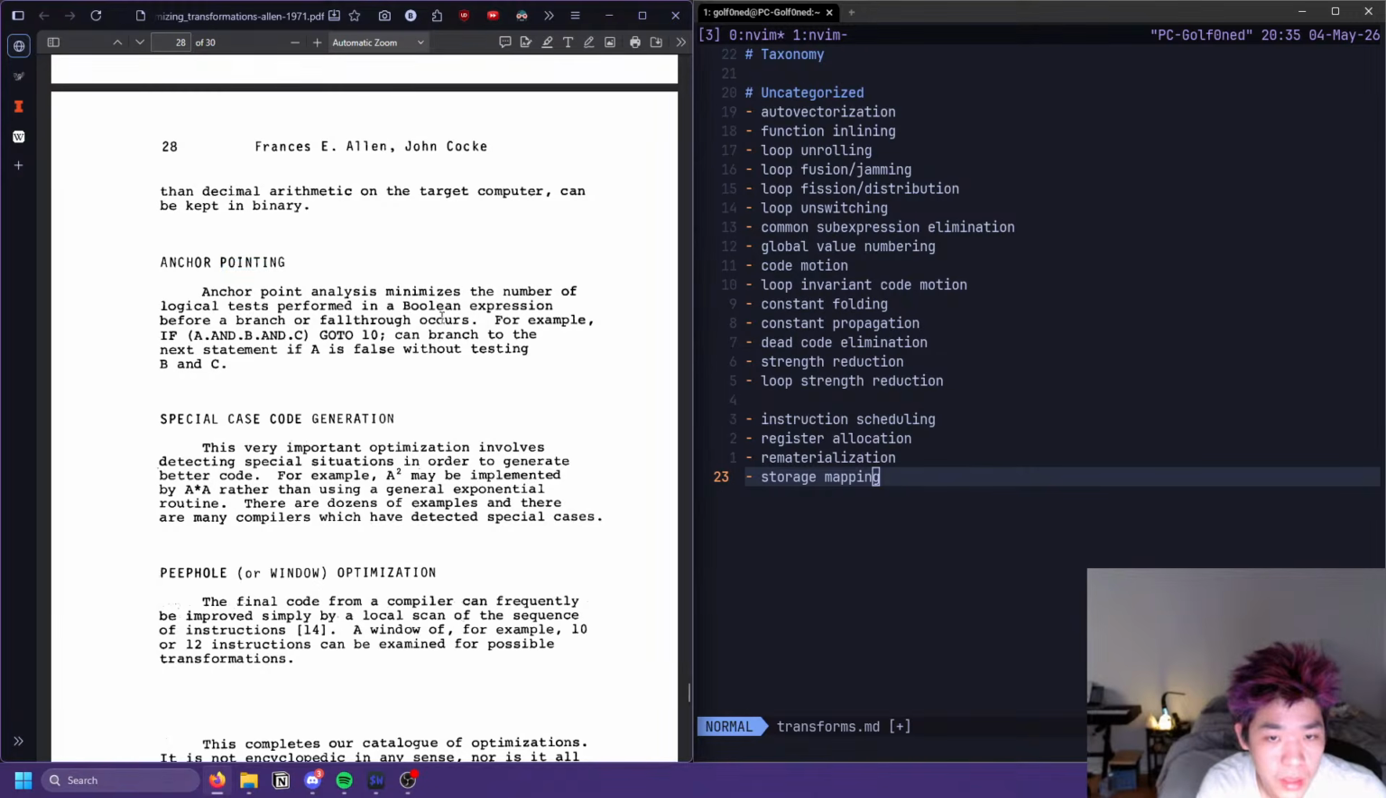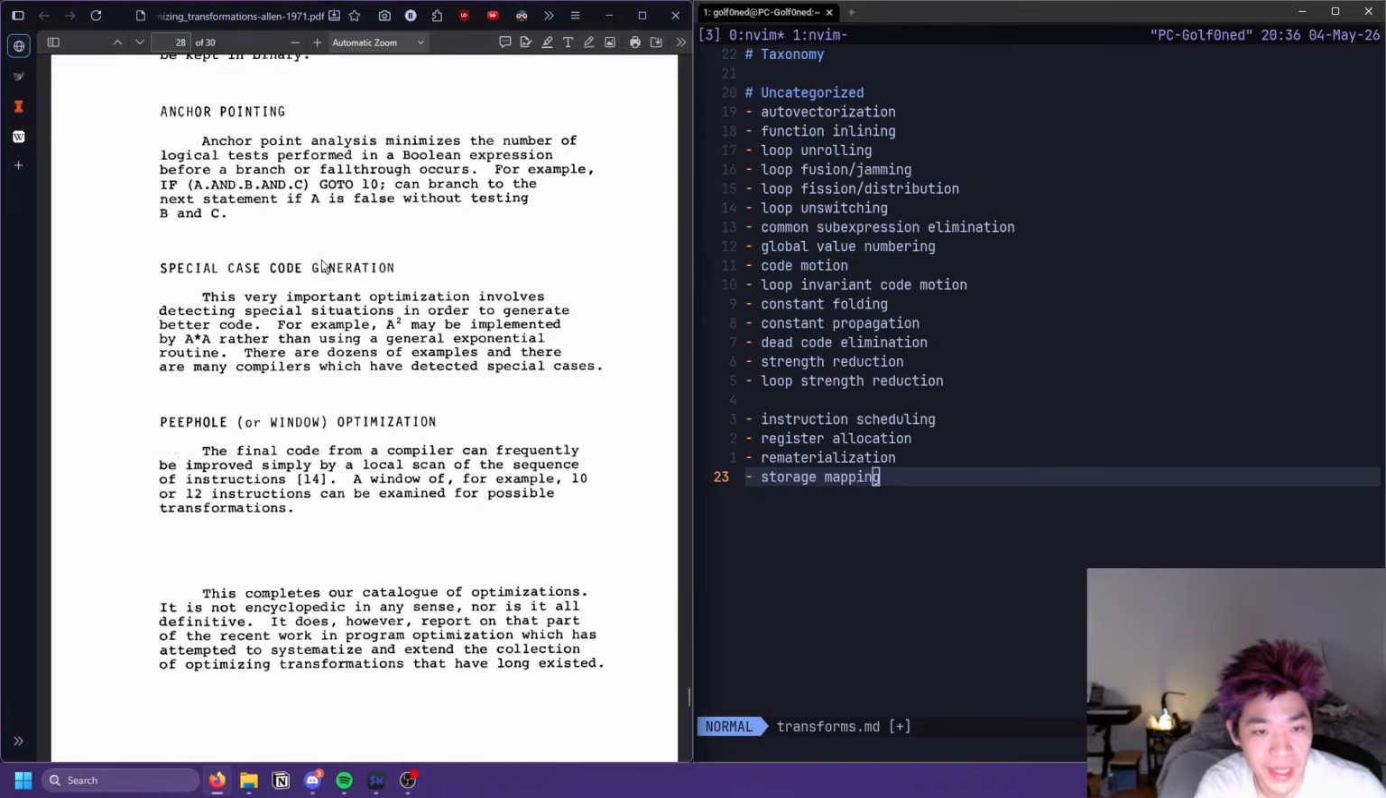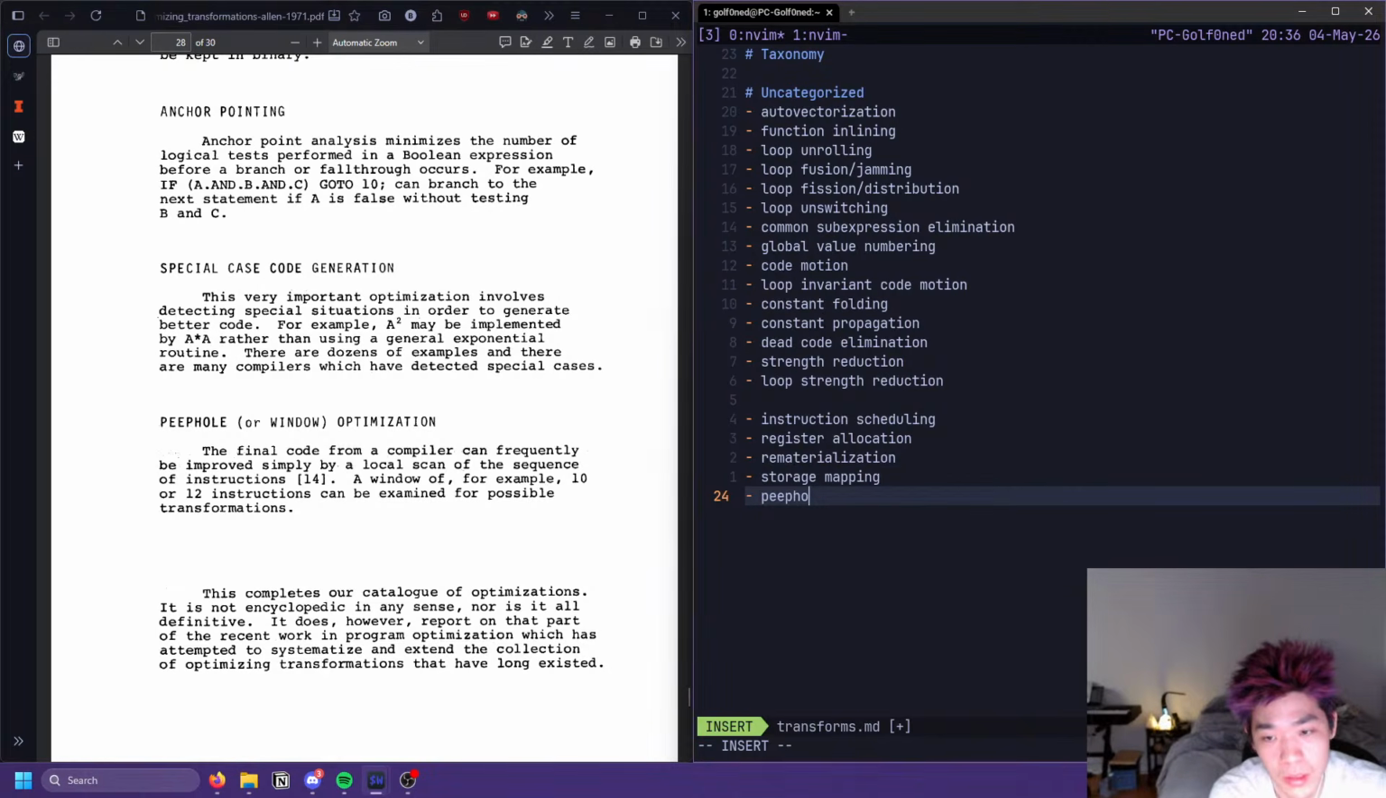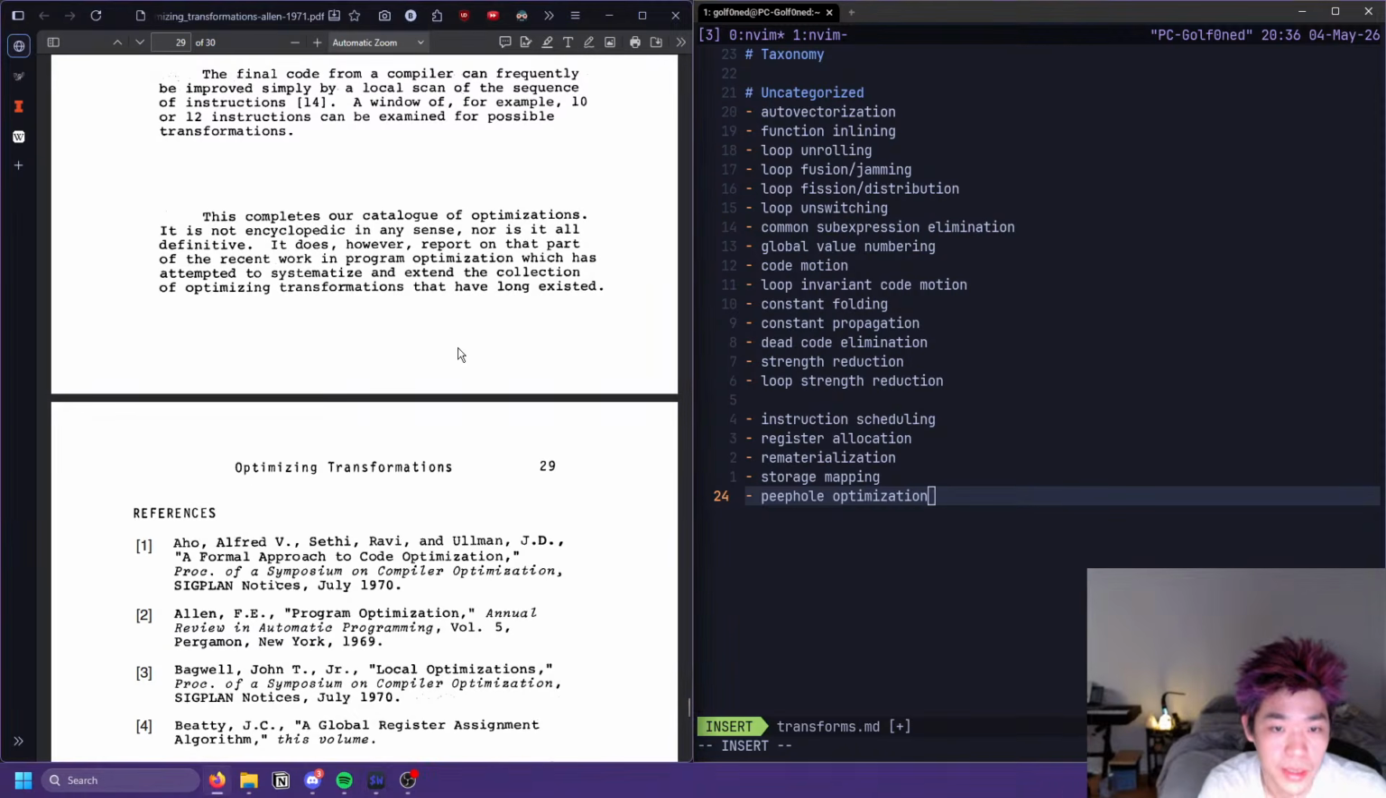Huh? Minimizes the number of logical tests performed before a fall through occurs. Okay, so that makes sense. Special case code generation. Okay, this definitely just fits with peephole optimization. So that's like local optimizations.